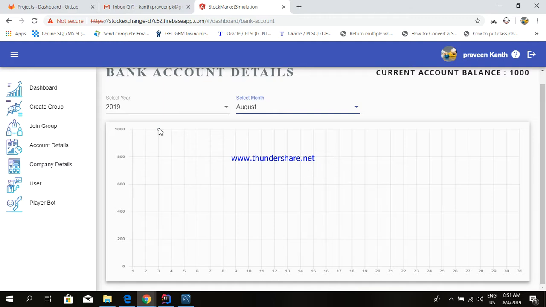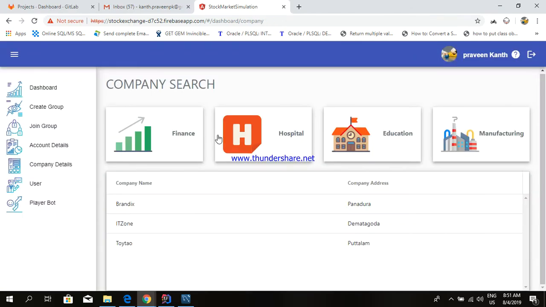This has a fresh database, so we have only a single instance of data. You can see the pointer here. It shows the chart options of the current account balance of Praveen Khan, the user, myself. And then the company details, which are basically the same as yesterday's.